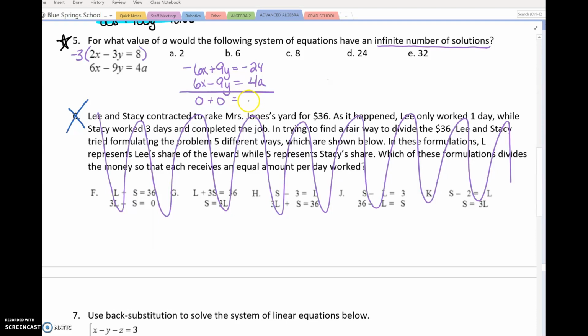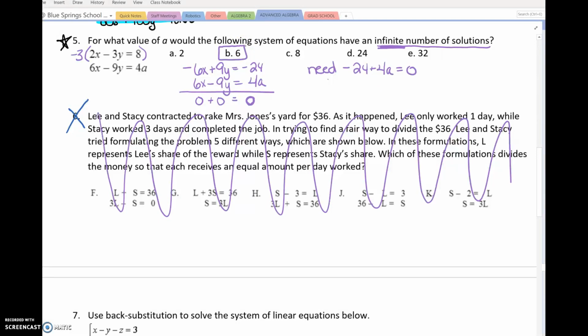What do we want this to be in order for it to be infinite number of solutions? We really want this number to be a 0. In order for it to be an infinite number of solutions, you must have a true statement. So 0 equals 0. So we need -24 plus 4a to equal 0. So a has to be 6 because 6 times 4 is 24, and -24 and +24 would give us 0. So 6 would have to be the correct answer.